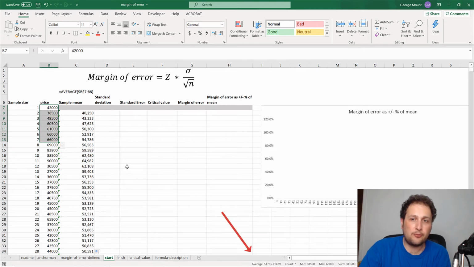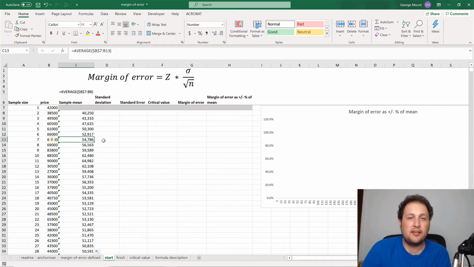If I go to my status bar here at the bottom, you'll see that our average is indicated as 54,785.786. That's what we have here. So this is just a rolling sample mean. Cumulative, the more sample size that we add, our mean adjusts accordingly.